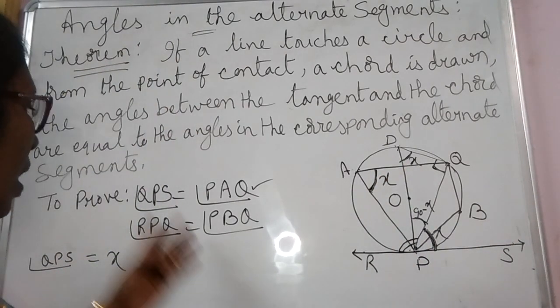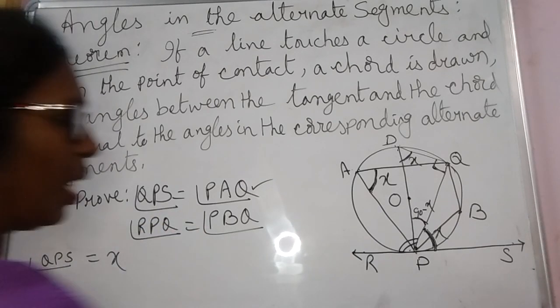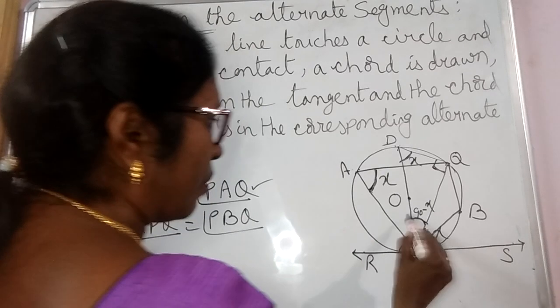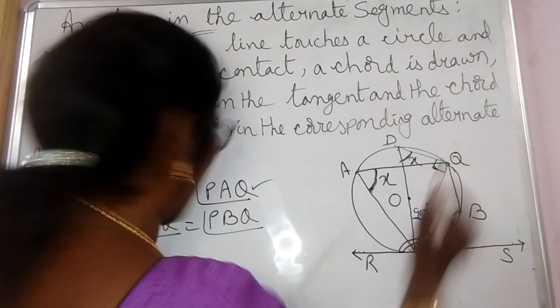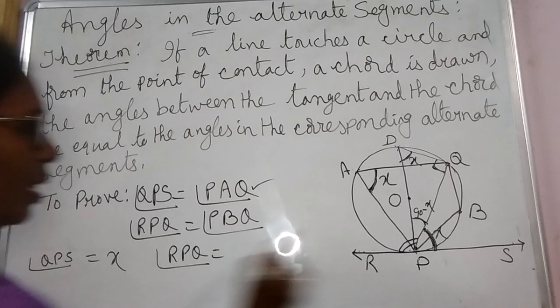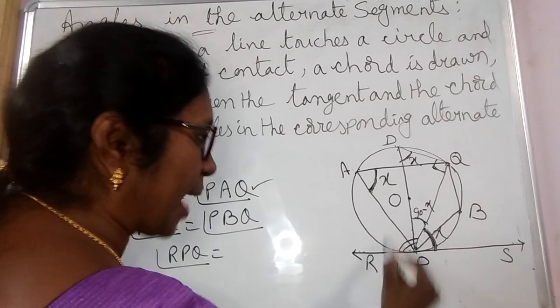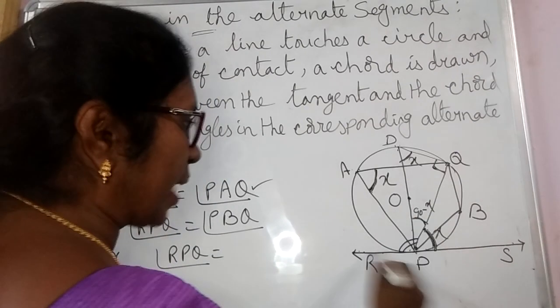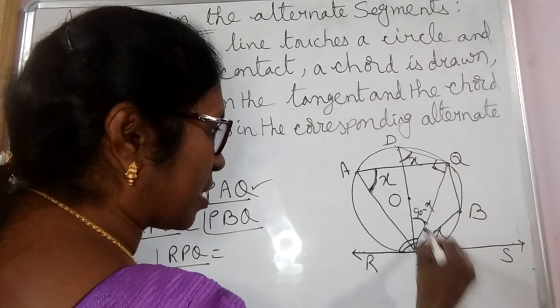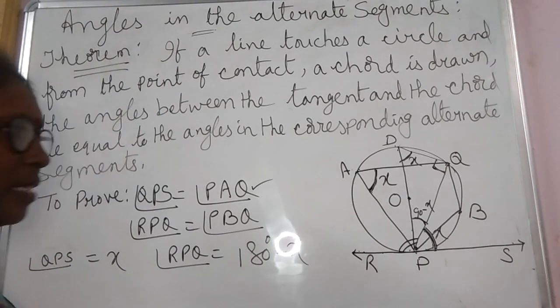Now let us see how the second one can be proved. Now you see children, what about angle RPQ? Angle RPQ is equal to, same way this is 90 degrees. Otherwise the complete angle is 180 degrees. So angle RPQ will be 180 minus X.